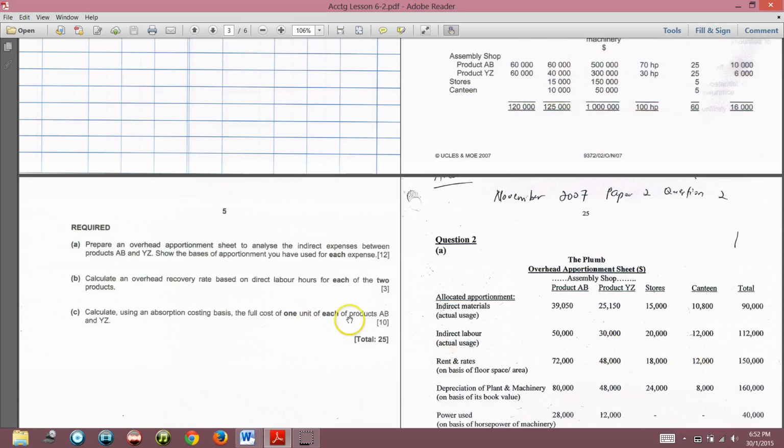So the question says show the basis of apportionment you have used for each expense. So I have to show. So I put in brackets: on basis of floor space, slash area.